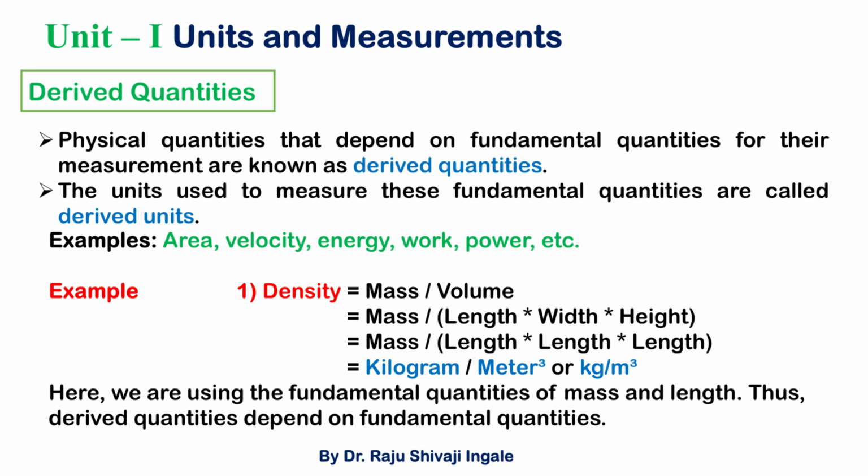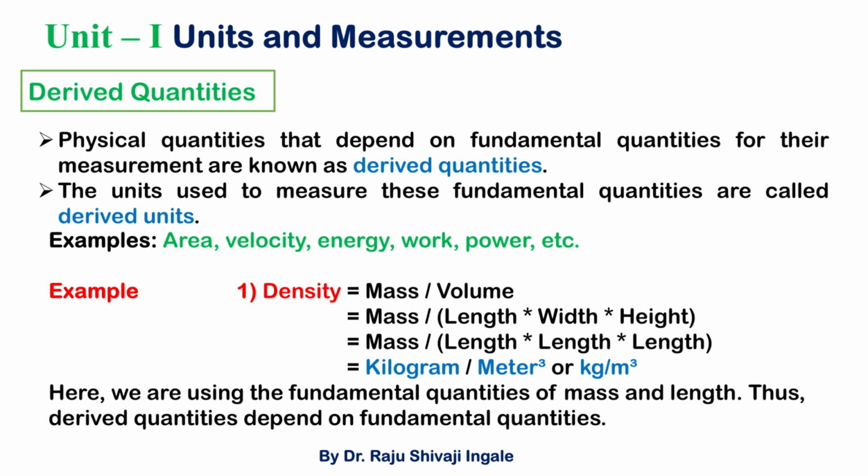Now for example, density. What is density? It's mass upon volume. How do we calculate the volume? Length, width and height. So again length, we take from the fundamental. Width means length, height again length. So mass and length we have taken from the fundamental quantities. So we can say that mass upon volume is a derived quantity. And what is the unit of that? Kg per meter cube. It's the unit for density.